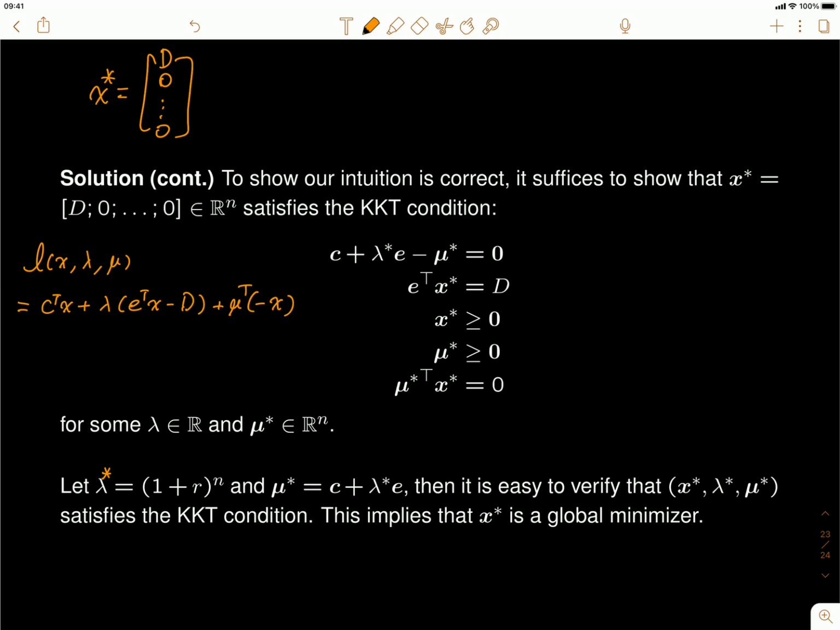And then, to get the KKT conditions, we need to take the gradient with respect to x for this Lagrange function. When we take the gradient with respect to x, I will get c plus lambda times e plus or minus mu. Okay, that is the first condition that we have here.